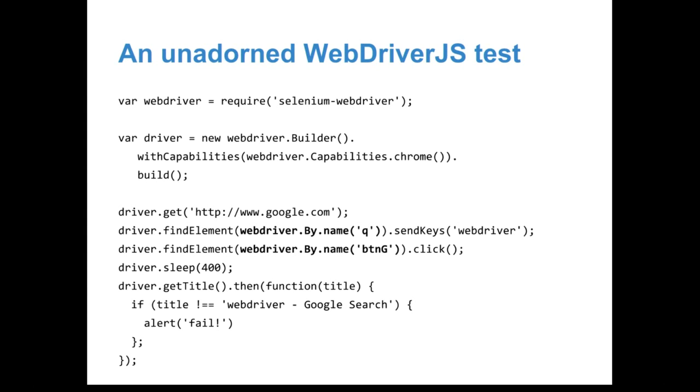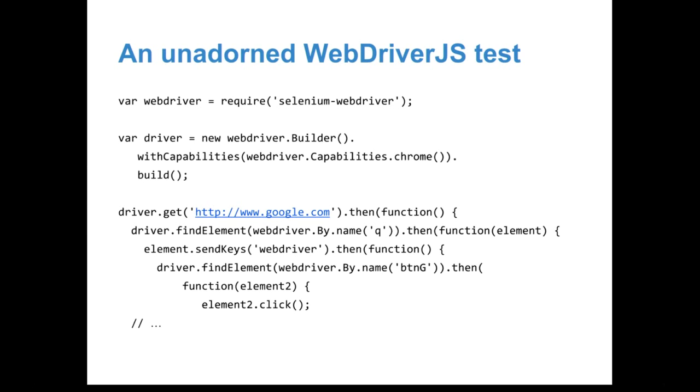The way that is done is with element locators, and these can be by name, by element ID, by CSS, XPath, tag name, etc. And then it's important to note that all of these methods return promises. So once you get the title, you can resolve the promise to the actual string value of the title. And WebDriver by itself doesn't come with any sort of testing or assertion framework, so I'm just alerting on a failure right now.